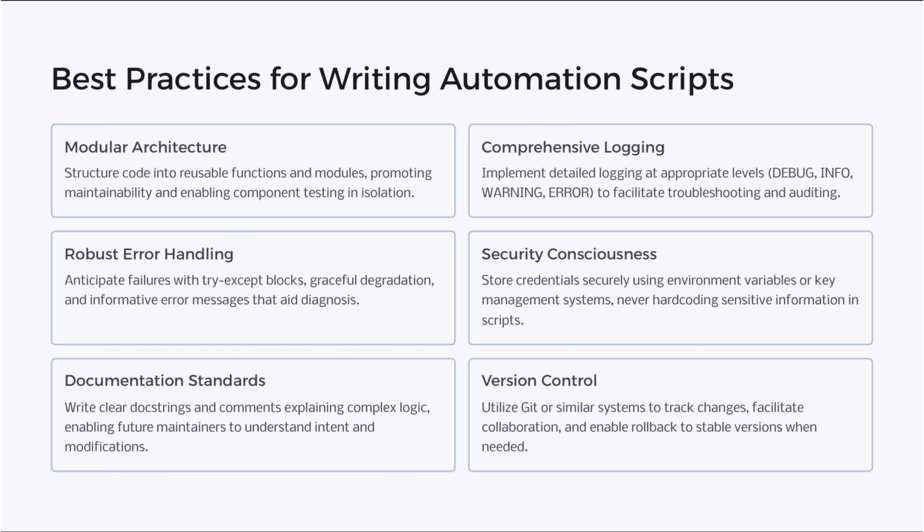Adopt a modular architecture by structuring code into reusable functions and modules, enhancing maintainability. Implement comprehensive logging at various levels to aid troubleshooting. Ensure robust error handling with try-except blocks and informative messages. Secure credentials using environment variables. Maintain documentation standards with clear docstrings. Use version control like Git for tracking changes and collaboration.